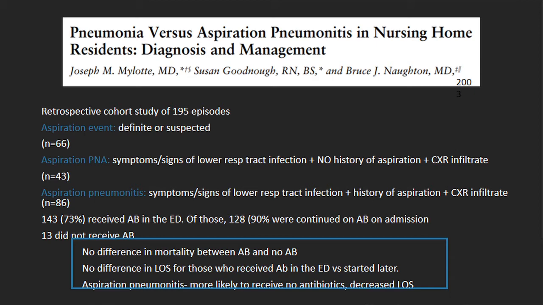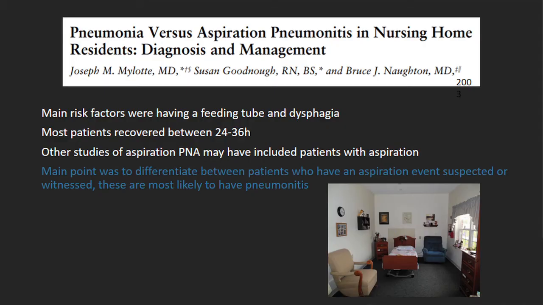And the aspiration pneumonitis group were more likely to receive no antibiotics, and there was a trend of decreased length of stay. So not significant, but there was a trend observed. The main risk factors were having feeding tubes for these nursing home patients and dysphagia. Most patients recover between 24 and 36 hours.